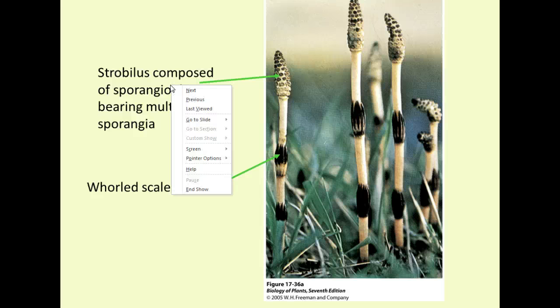And I want you to see something here. These are the leaves. These little reduced brown looking things. Isn't that weird? So what we're seeing mostly are the photosynthetic stems.